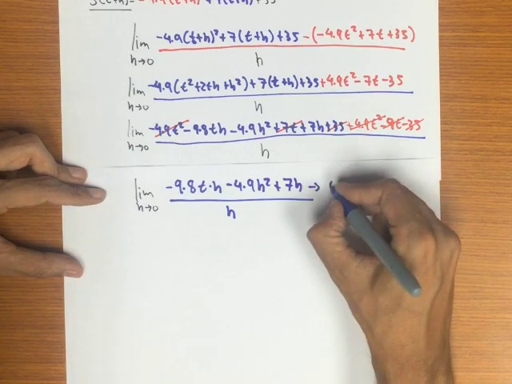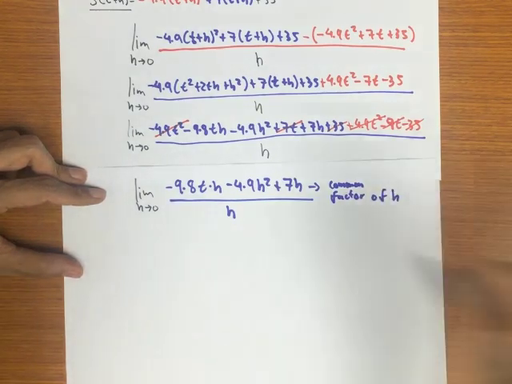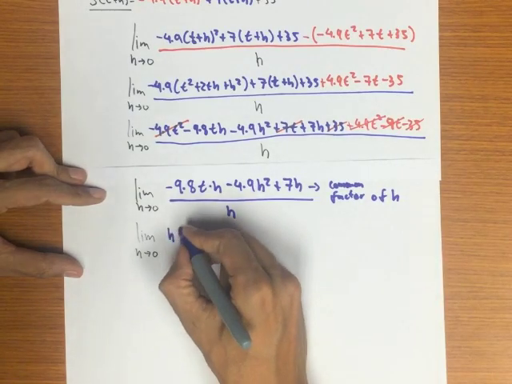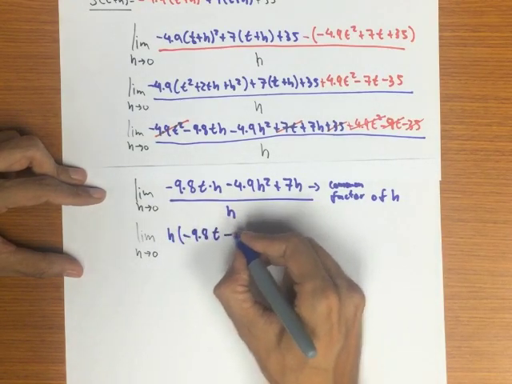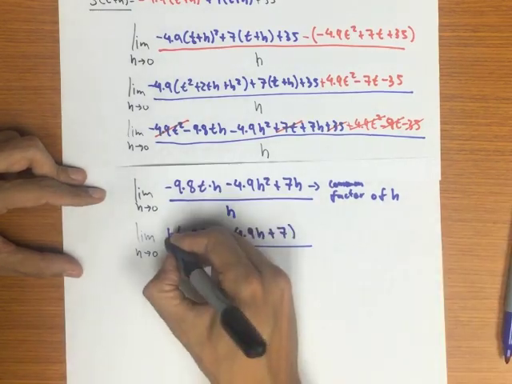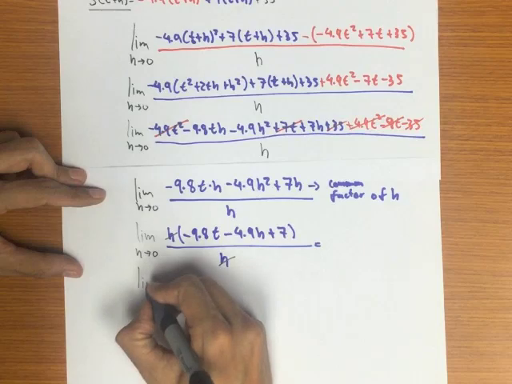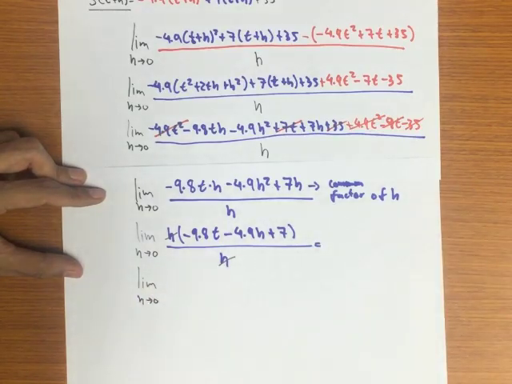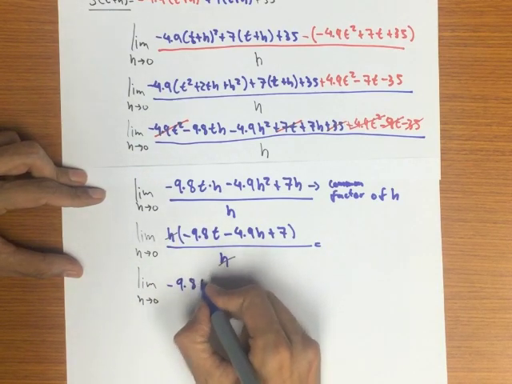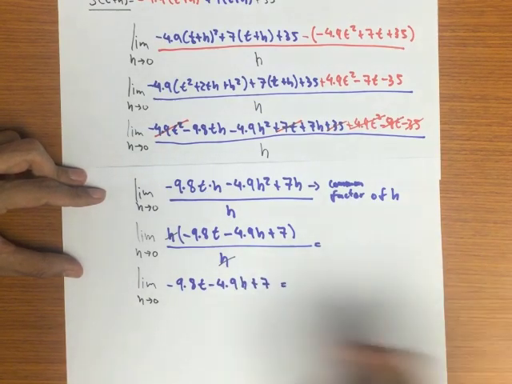Now here you can take out a common factor of h, and the limit when h approaches 0 will be h times (negative 9.8t minus 4.9h plus 7), and all of this is divided by h. H over h gives you 1, and you have reached the important part of the procedure, because now without this h in the denominator, you can substitute all the h values that are left in the equation by 0.